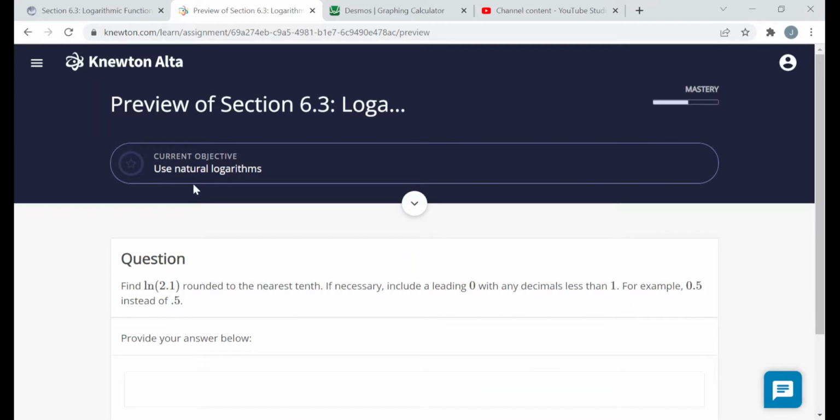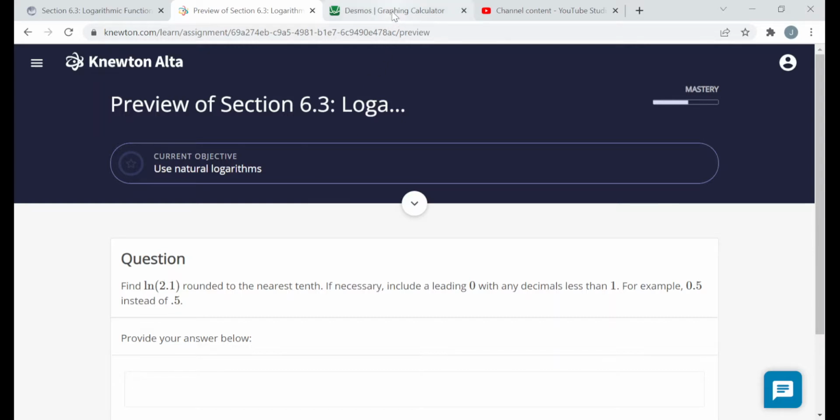Alright, and then I already mentioned the natural logs. Remember, natural logarithm means log base e, that e number, the 2.7 something. So you see here, find the natural log, the log base e of 2.1, and round to the nearest tenth. If necessary, include a leading 0 with any decimals less than 1. Okay, so this one you just have to use a calculator for. A lot of calculators have a ln button, so you just punch in 2.1, then hit the ln button, or you type it in as it is if it's a graphing calculator.